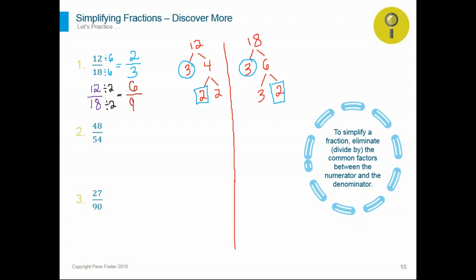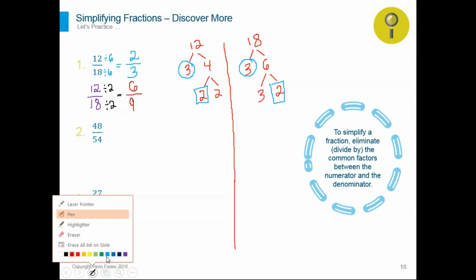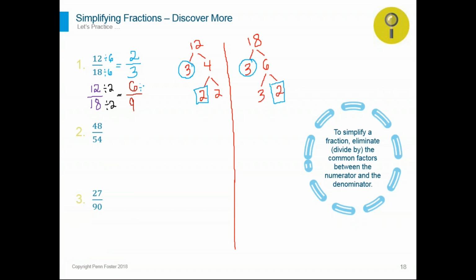Well, 6 over 9, still, there are some common factors I'm able to eliminate. 6 and 9, think about the multiplication table. So 3 is a common factor. Divide over 3. Divide over 3. And that is the second step.